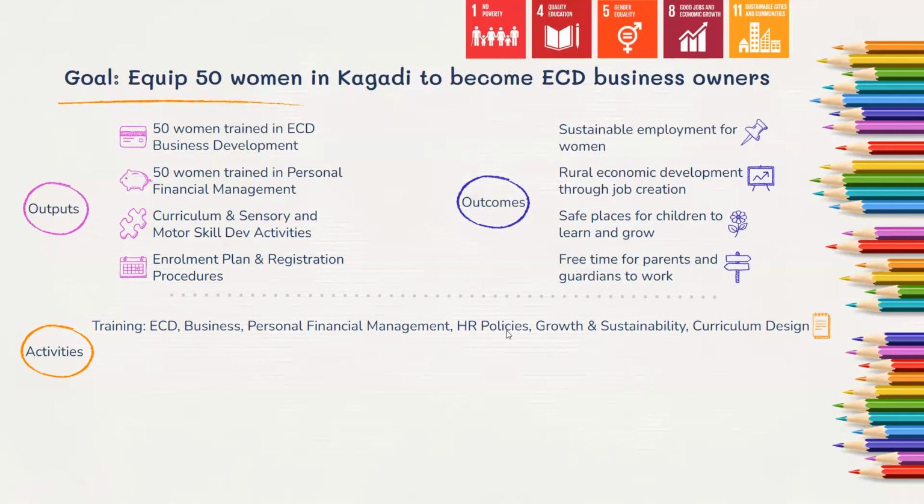They need to know how to handle their staff. They need to know how to grow their business. How do you plan for the future? How do you plan for emergencies to ensure that you're sustainable? And finally, they need to know how to design curriculum so that they can keep these little children busy. Another activity outside from training is identifying locations. Where are these 50 women going to be placing their ECDs?